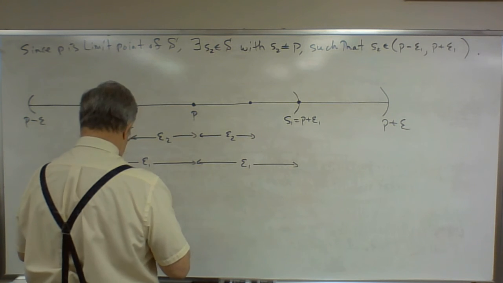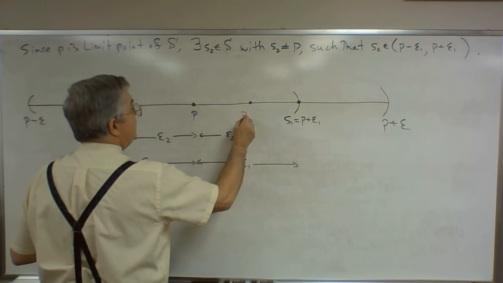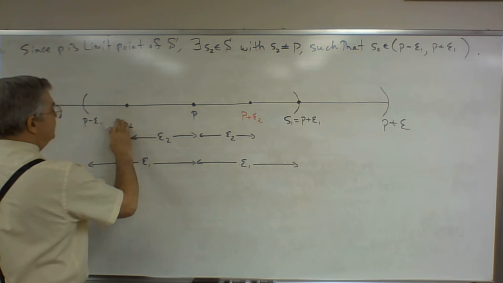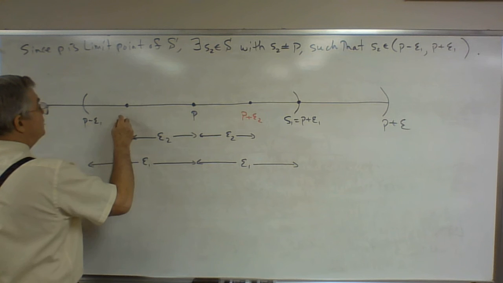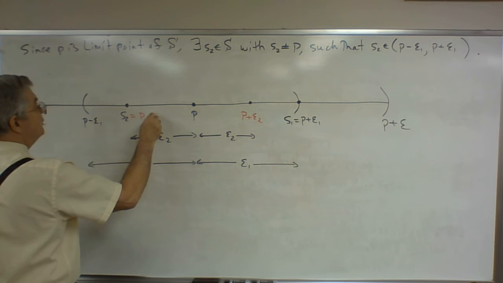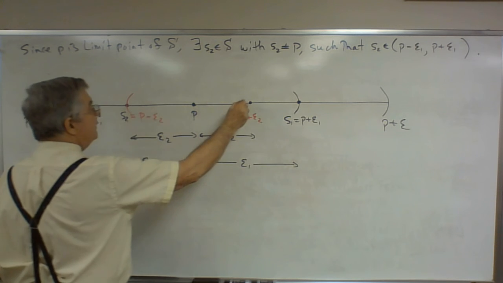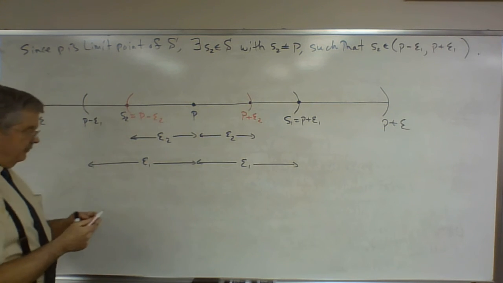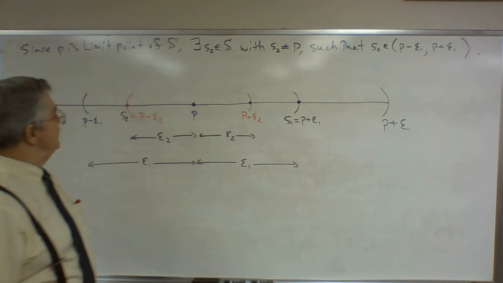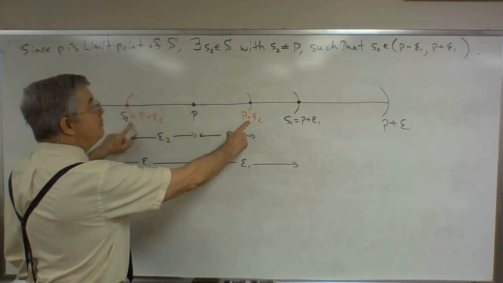And this gives us P plus epsilon sub 2. And this gives us S sub 2, which is equal to P minus epsilon sub 2. So we got another open interval containing P. And this open interval does not contain S sub 2, because S sub 2 is one of the endpoints of this open interval.